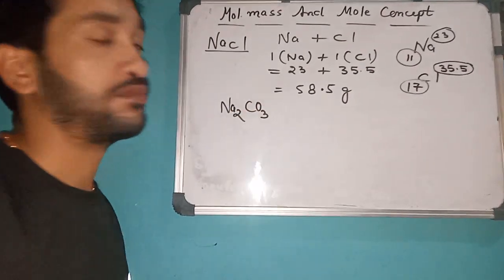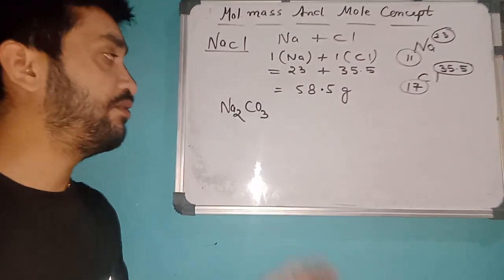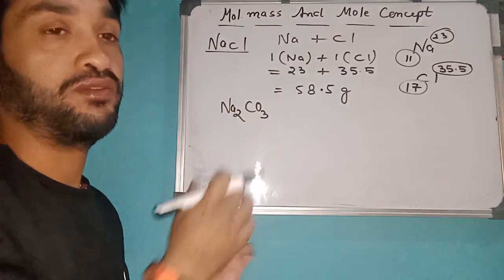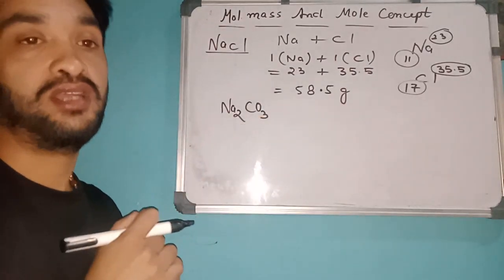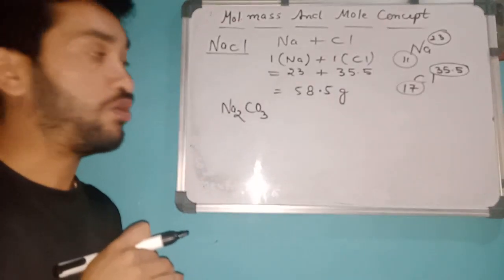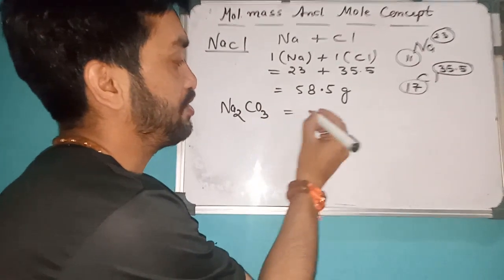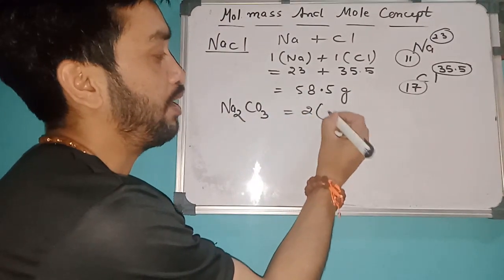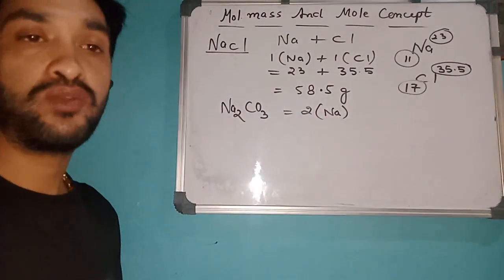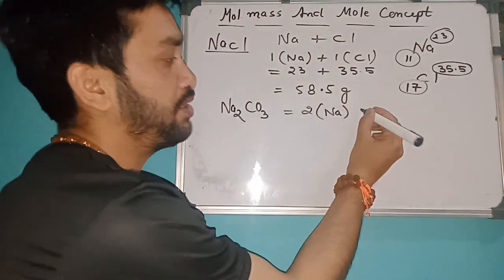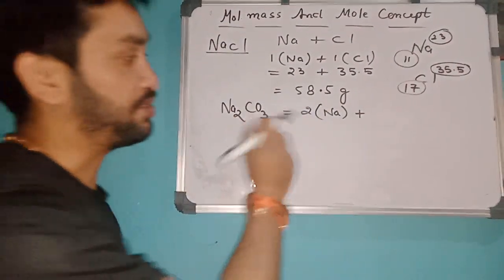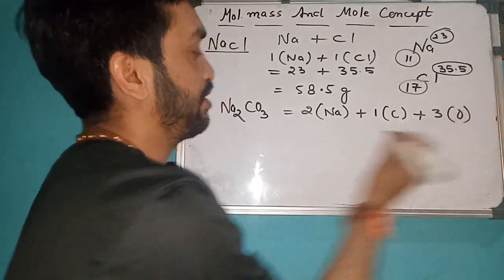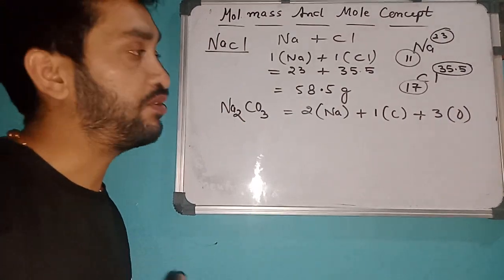In the same way, let us take another compound, Na2CO3. Here we don't have simple elements, meaning only one Na, only one Cl. Here we have 2 and 3 associated with sodium and oxygen. So how are we going to write it? What is the number of Na atoms? 2. So it will be written as 2 into Na, because Na2 is there, plus 1 into C, because only one C is there, plus 3 into O, because O3 means 3 atoms of oxygen.